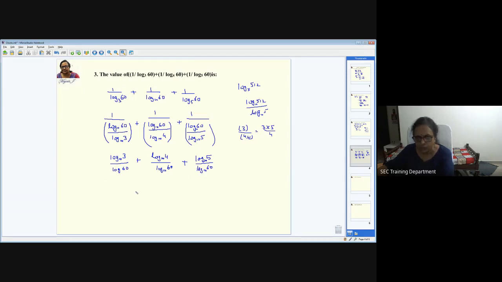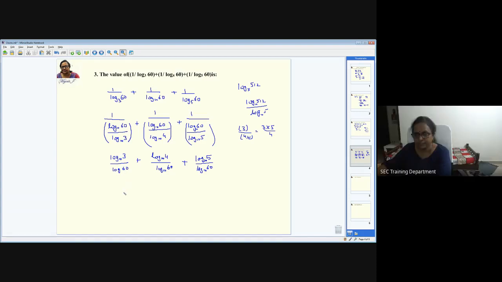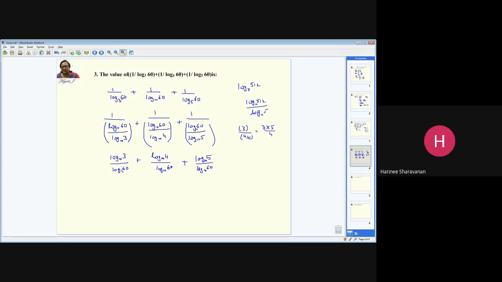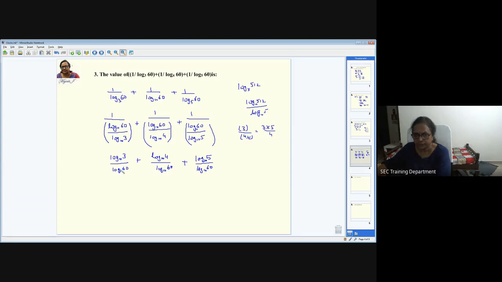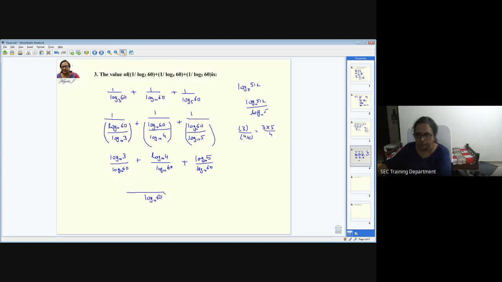So what are you supposed to do next? Taking the denominator common. Which is common? You know that everywhere we have this, right? So this 10 I forgot, right? Everywhere you have log 60 base 10. So that becomes a common platform for you. So you have to write this log 60 base 10. And then what will come here?